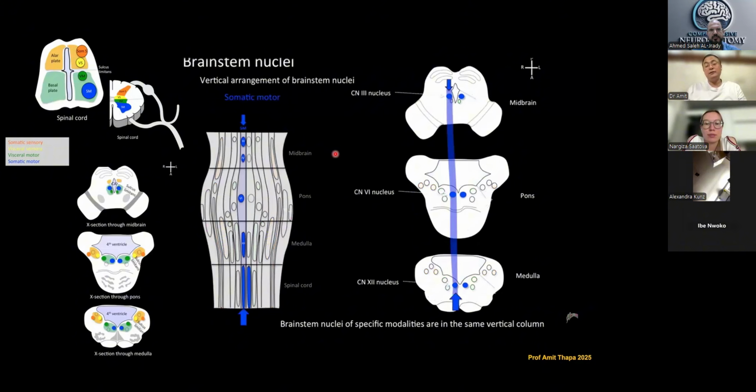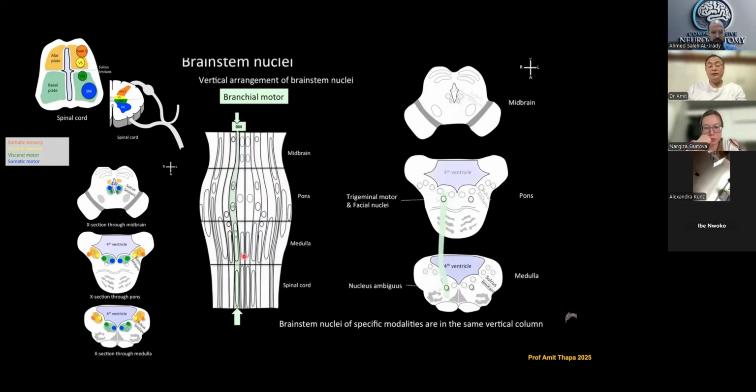So, for example, the somatic motor nuclei, which are cranial nerve 3, oculomotor, the trochlear, as well as the abducens and cranial nerve 12, are arranged in the same vertical column, which is just in the midline. And if you can see, 3 and 4 lie in the midbrain, the pons has the 6th nerve, and the medulla has the 12th nerve. And then similarly, the branchial motor nuclei, which are paramedian to the somatic motor nuclei, are arranged in a similar vertical column.